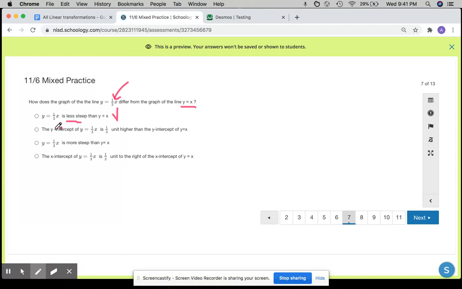When you read the other answer choices, the y-intercept of y equals 1/3 x is 1/3 unit higher than the y-intercept of y equals x. No, the y-intercept would change if it's addition or subtraction on the outside. Y equals 1/3 x is more steep. Well, no, if we graph this and take a look, 1/3 is less steep than your slope of 1. So that's not correct. The x-intercept of y equals 1/3 x is 1/3 unit to the right of the x-intercept. That's not correct. Again, 1/3 times x is going to make your graph less steep. And you can graph this to check.